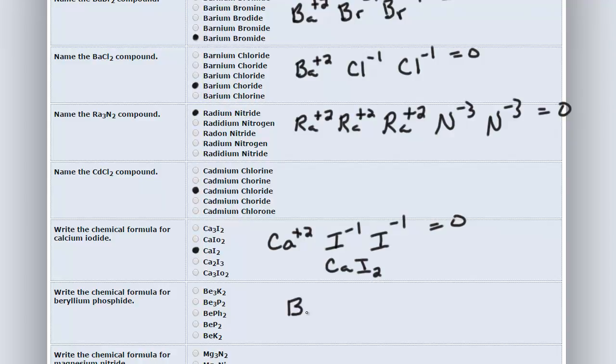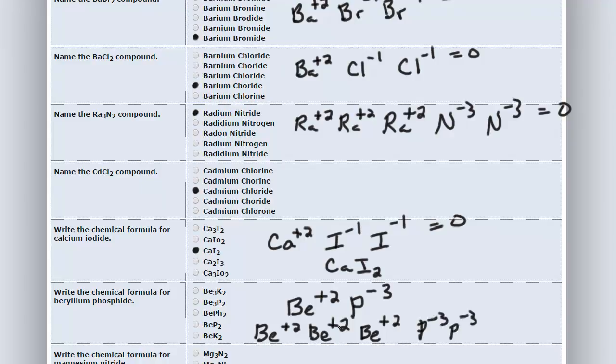Write the chemical formula for beryllium phosphide. Beryllium is a +2 ion, and phosphide is a -3 ion. So I have to get to 0. In order to do that, I need a +6 charge. How am I going to get a +6 charge? Well, I have to have 3 of these berylliums, +2 +2 +2, and then I need 2 of these phosphides at -3. So beryllium phosphide is Be3P2.